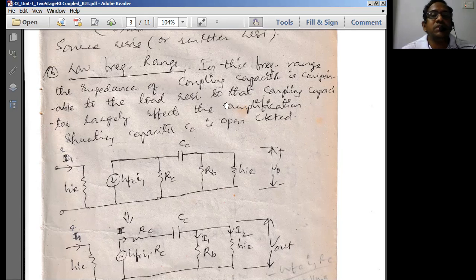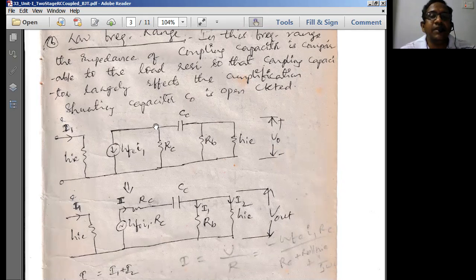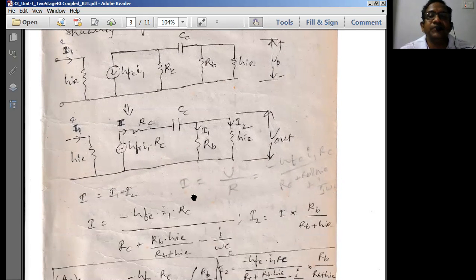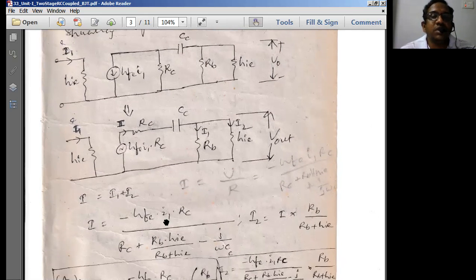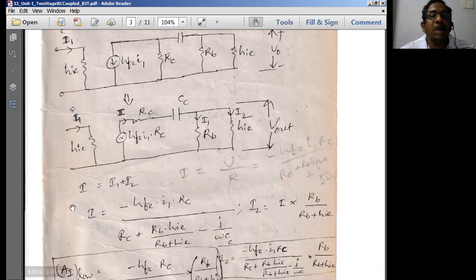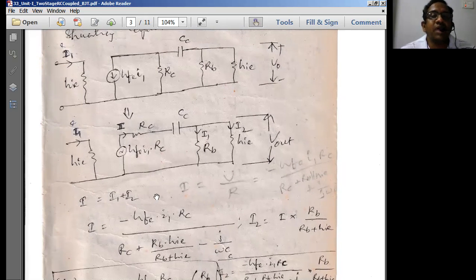So in this frequency range, the impedance of the coupling capacitor is comparable to the load resistance, so that the coupling capacitor largely affects the amplification, and shunting capacitor C0 is also considered as open circuit. So CC effect is going to be there in this particular thing. So now CC is considered here. Once you consider CC, then our circuit is going to modify a little bit.